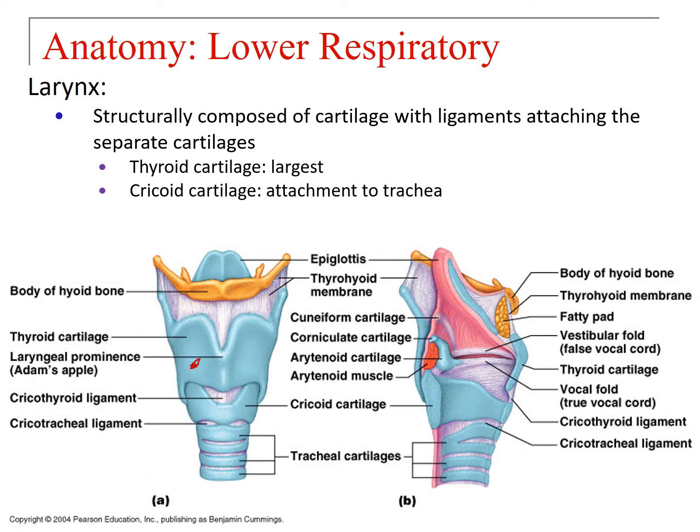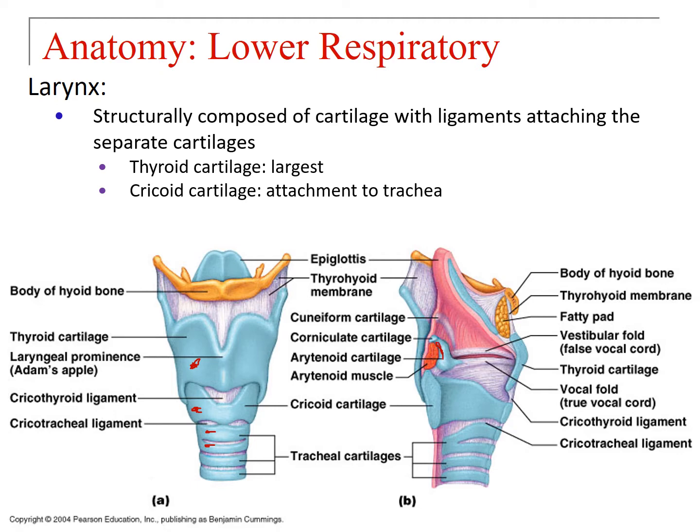The cricoid cartilage has an attachment both to the thyroid cartilage and to the trachea itself. So these would be the tracheal cartilages, and this would be the cricoid cartilage. Now there are ligaments that attach all of these. So the cricothyroid ligament is going to attach these two largest cartilages, and the cricotracheal ligament is going to connect the cricoid cartilage with the trachea.